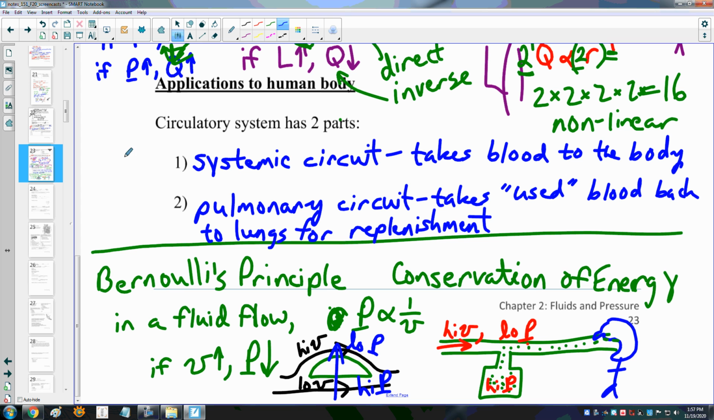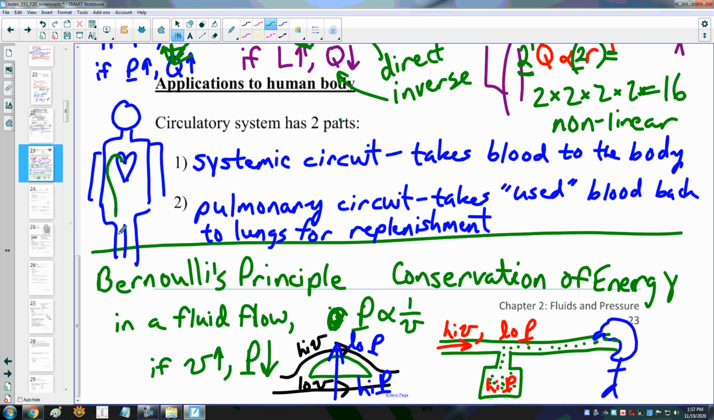So if you're thinking about, here's your heart, here's the head. Those are supposed to be arms, and then these are legs. You get the idea. The systemic circuit will take blood and it'll go out into all these places, out into your arms, up into your head. The systemic circuit goes into lots of different places.